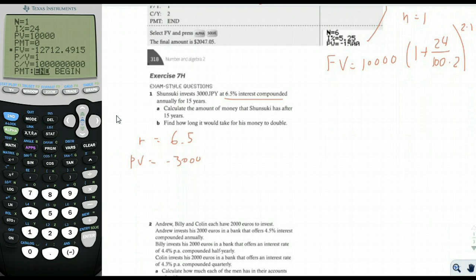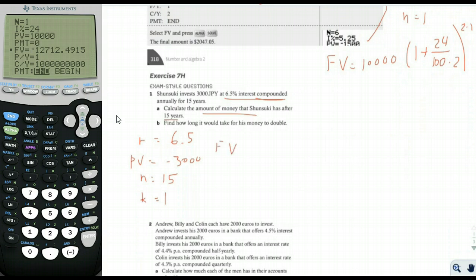15 years. 15 years is n equals 15, right? Because n is the number of years. In the investigation it was 1. Here it's going to be 15. Is there anything else we know? Well, it says compounded annually, so that would be k equals what? K equals 1, right? Calculate the amount of money that Shunsuke has after 15 years.